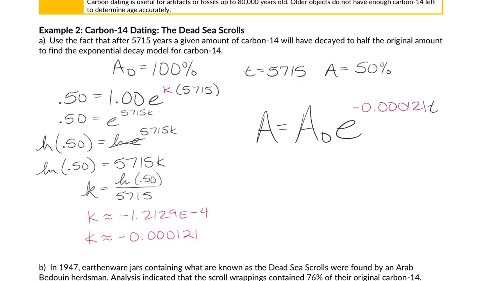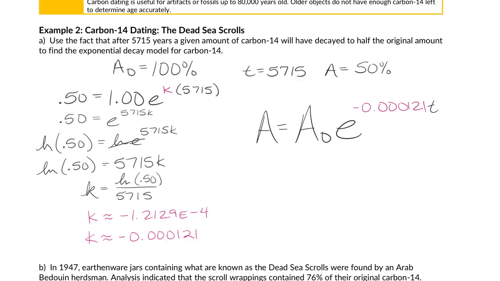We just know that it starts with all of its carbon-14. If we were told it has 12 grams to start with, we would put 12 right there. But this is not for a particular element. This is just carbon-14 in general. So let's see what it looks like to do this for a particular object.